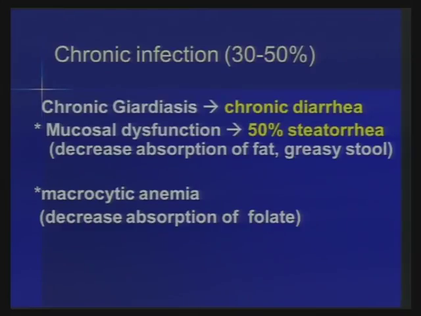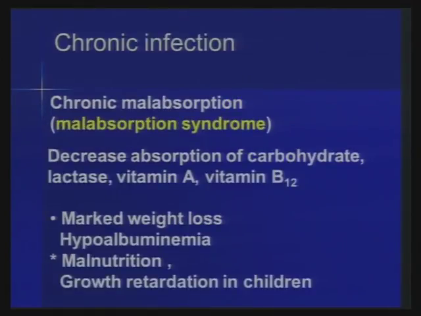And some cause anemia because of the decreased absorption of folate. And chronic infection causes malabsorption syndrome and decreased absorption of carbohydrate, lactase, vitamin A, and vitamin B12. Remember that girl, she had marked weight loss and malnutrition, reduced growth compared to the normal in the same age. Growth retardation in children. So this is the picture of chronic infection. If you remember the case, you know how chronic infection looks like.